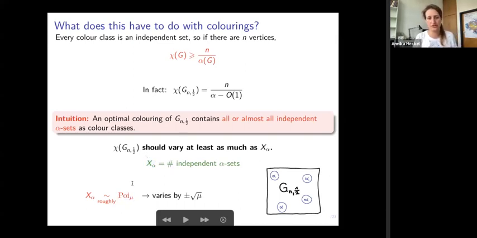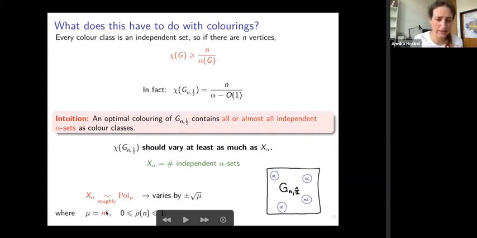We can actually prove using Stein's method that this is roughly Poisson distributed. And so it varies by plus or minus the root of its expectation, as a Poisson random variable does. So what's the expectation? The expectation depends on n. It's given by n to the, well, some function rho, and the function rho is between 0 and 1.